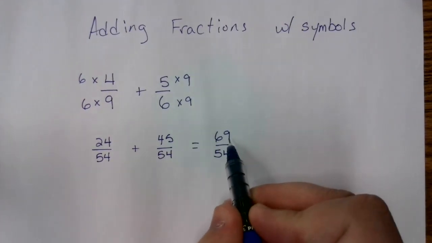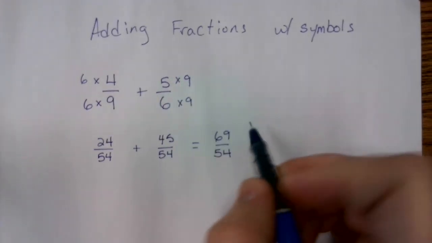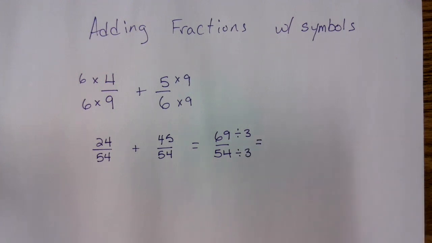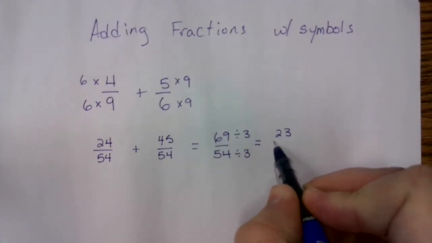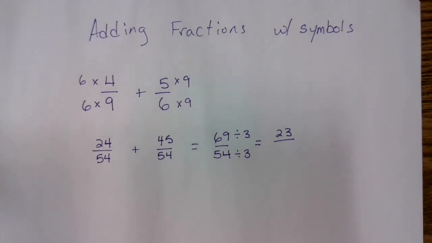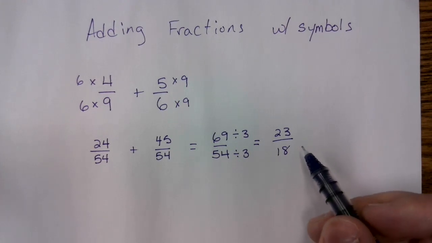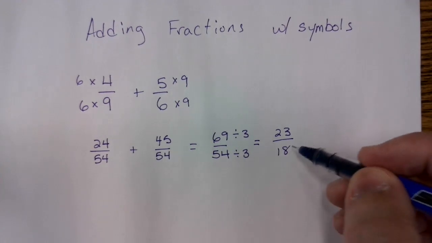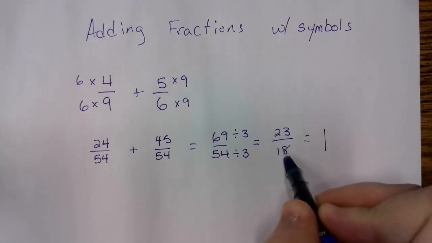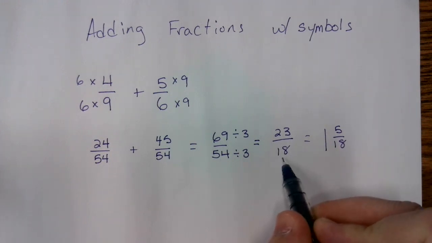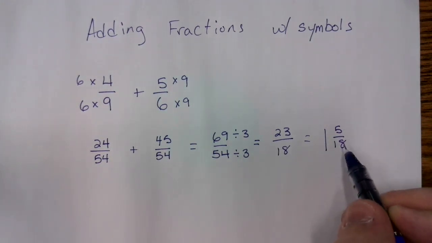Now, 6 plus 9 is 15. 5 plus 4 is 9. So we can divide both of these by 3. And so 69 divided by 3 is 23. 54 divided by 3 is 18. Remember, we always have to simplify. How many times does 18 go into 23? Well, it goes in once, and there is 5 left over. And so our final answer is 23/18, or 1 5/18.